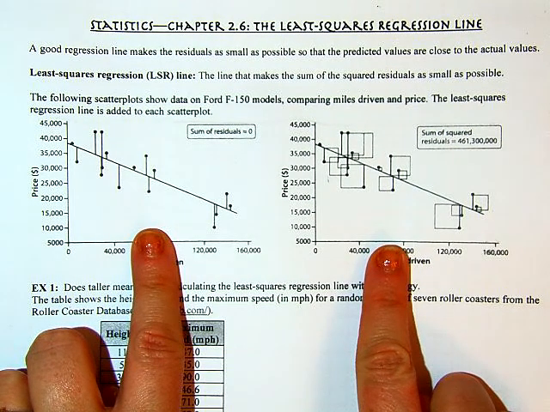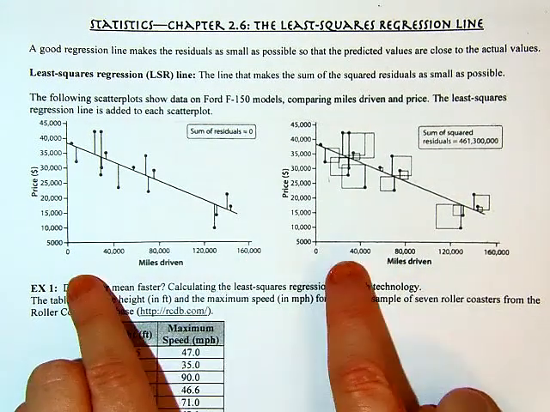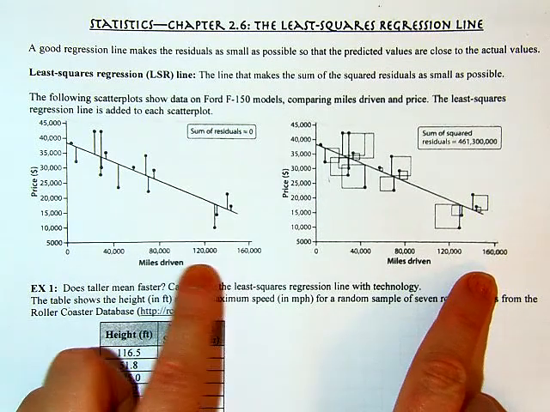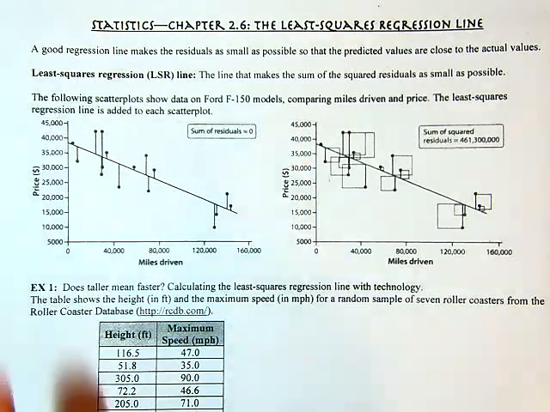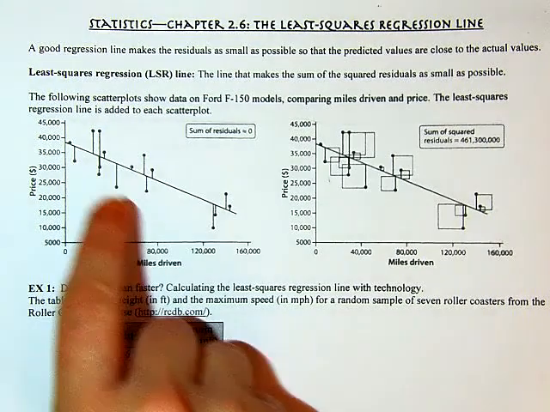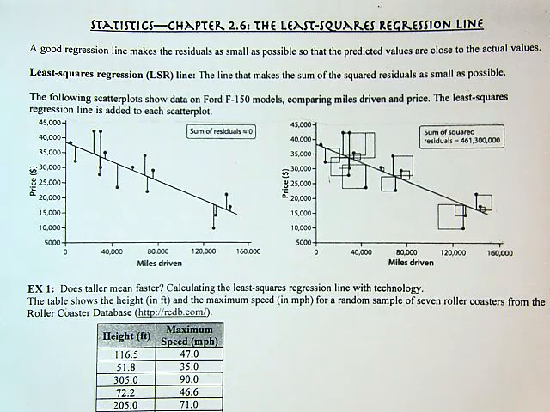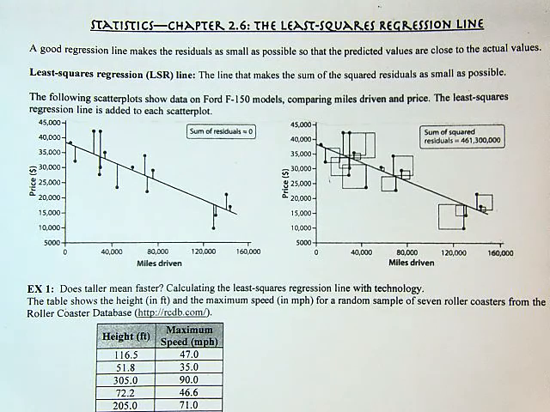They show data on Ford F-150 models, comparing the miles driven, that's our x-axis, the explanatory variable, and price, our response variable, on the y-axis. The least square regression line is added to each scatter plot. Here we see all of our data points and the residuals are drawn in. Our residuals are the difference between our actual data y value and the y value that the model predicted, so y minus y hat.